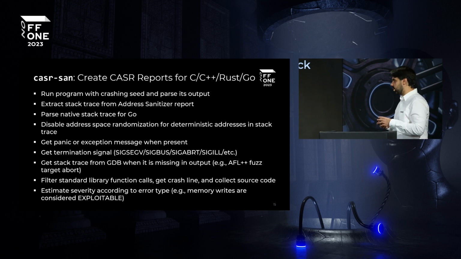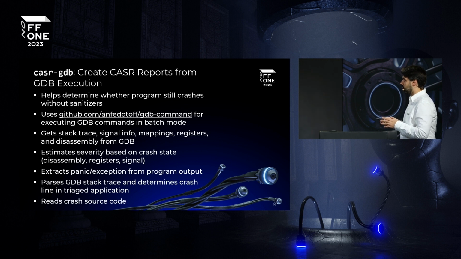To get the code line that caused the crash, we need to introduce filtration to extract the code line and get the crash line. In addition to that, it estimates severity according to the error type. For instance, crashes on writes are considered more critical than on reads. That's the approach. Memory writes are considered exploitable.